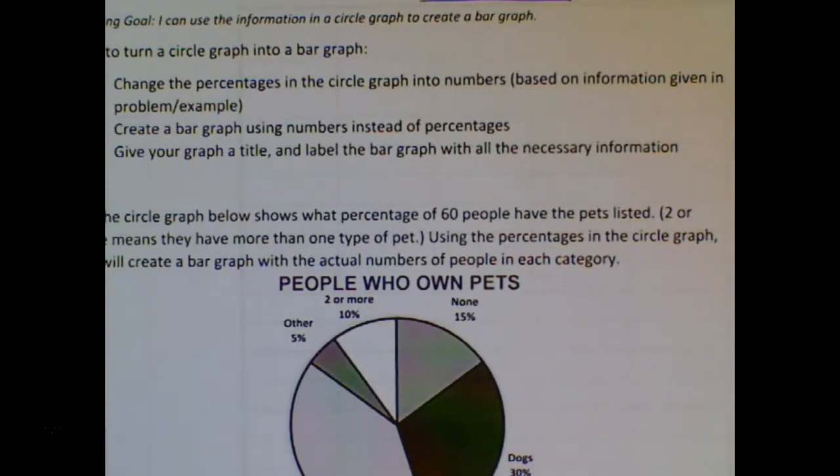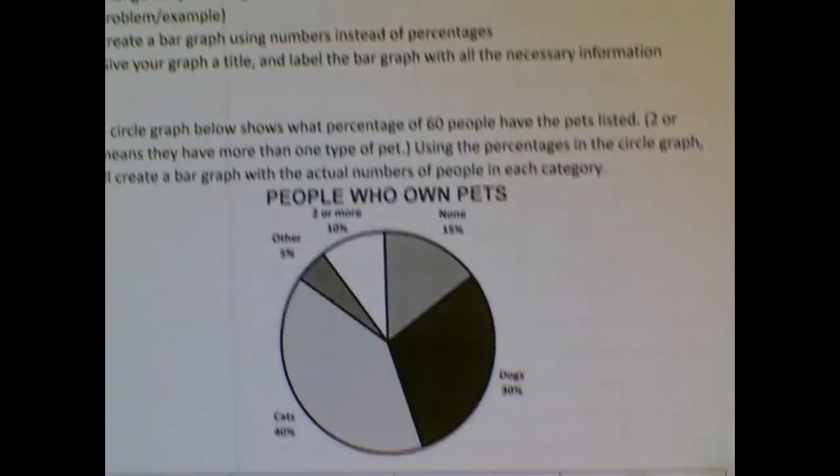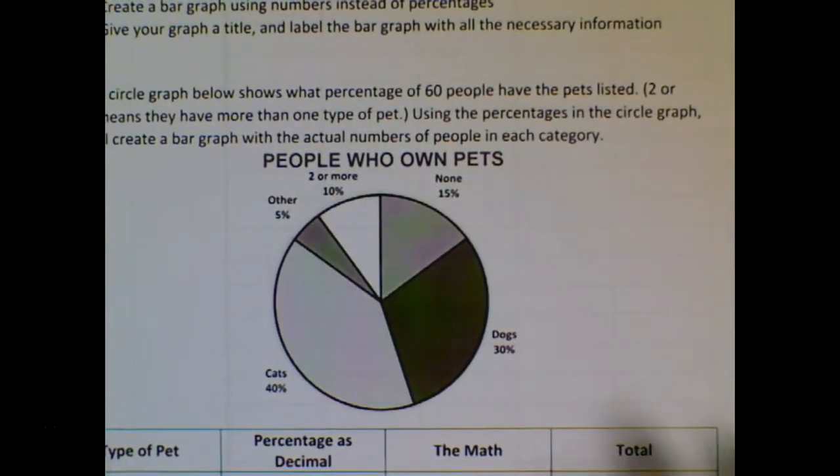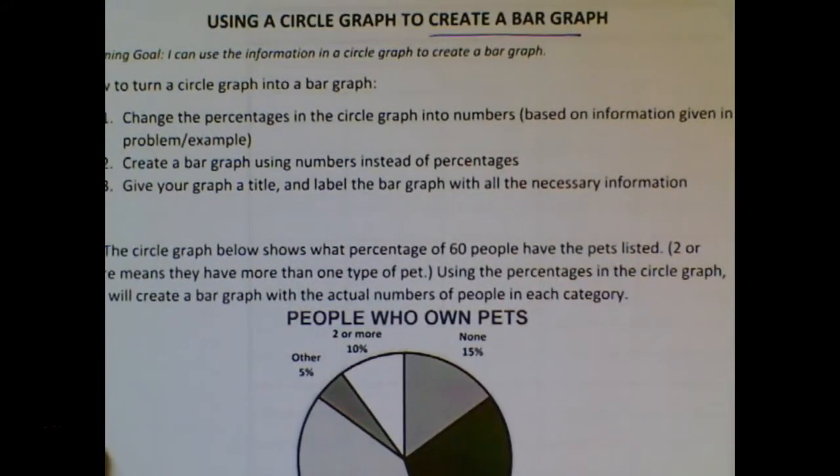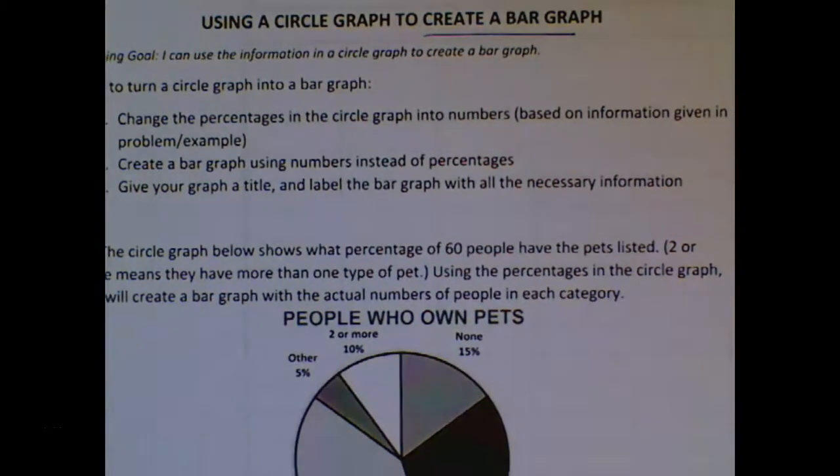The second thing we do is we take a look at the bar graph using the numbers instead of percentages, because circle graphs are great for percentages. Bar graphs are great for the numbers that we have. And the last thing we're going to do, and we'll actually kind of rearrange steps 2 and 3 today, is we are going to give the graph a title, label the bar graph, with all the necessary information.